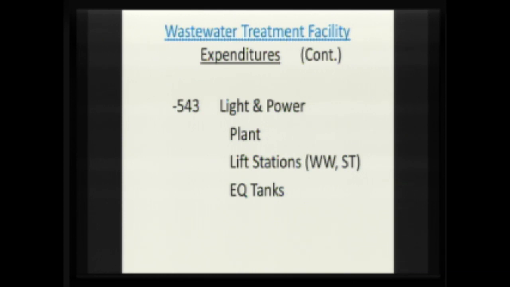Continuing on the expenditures, a big line item in the 500 series is, of course, the light and power, 543. That covers the power at the plant and at the lift stations. That WW stands for wastewater, and ultimately when the stormwater lift stations are built on the riverfront associated with flood mitigation, I'm sure that we'll be the ones operating and maintaining them, and the electricity will come out of that as well. And then we also have some small costs pertaining to electricity for the equalization tanks.